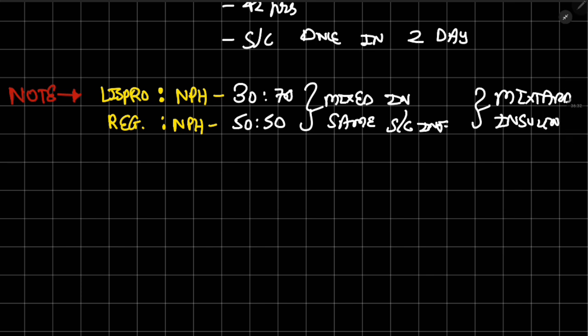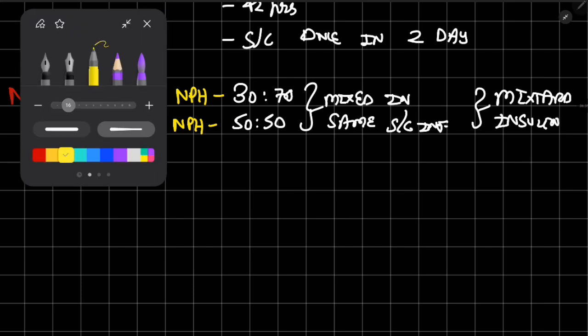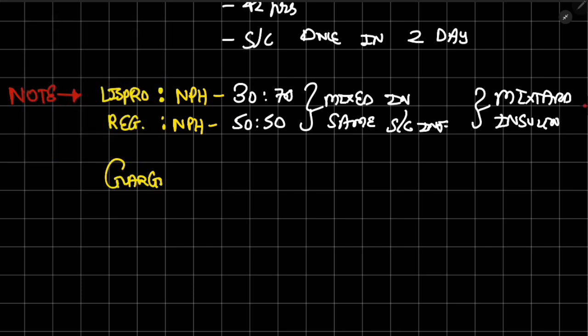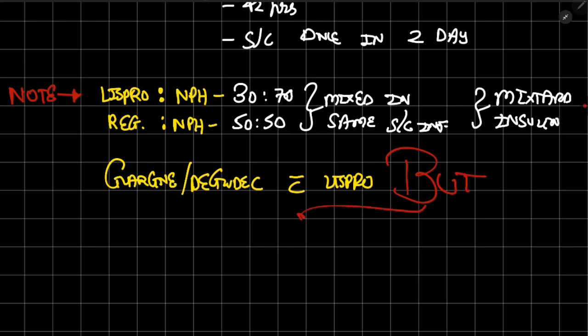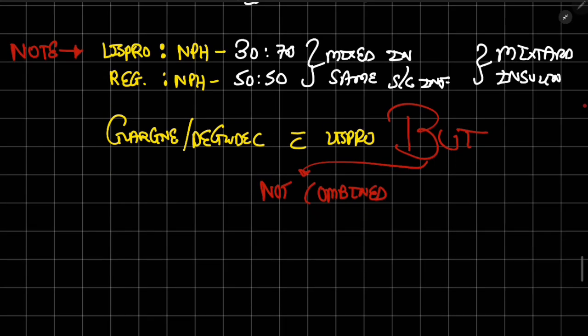Another preparation we have is glargine or degludec with Lispro, but one huge BUT. They are not combined, and we saw the reason earlier, because of acidic pH. They are given in separate subcutaneous injections.